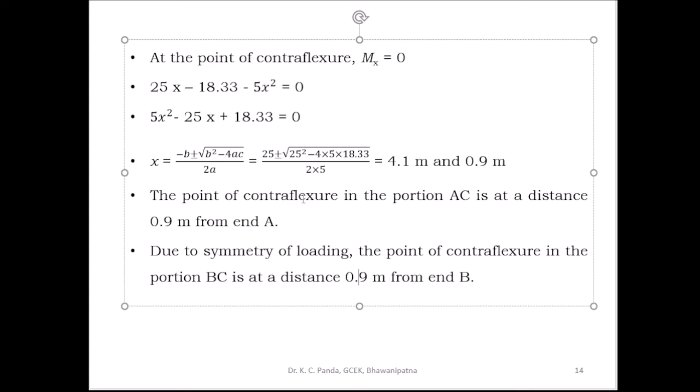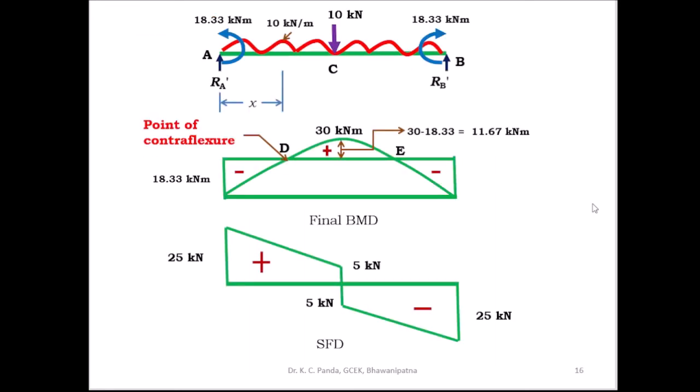So here you got the point of contraflexion in the portion AC, that is at a distance 0.9 meter from the end A. Then due to symmetry of loading, the point of contraflexion in the portion BC is also at a distance 0.9 meter from the end B. So this is the point of contraflexion. Here this distance is 0.9 meter, and this side also the point of contraflexion distance is 0.9 meter.